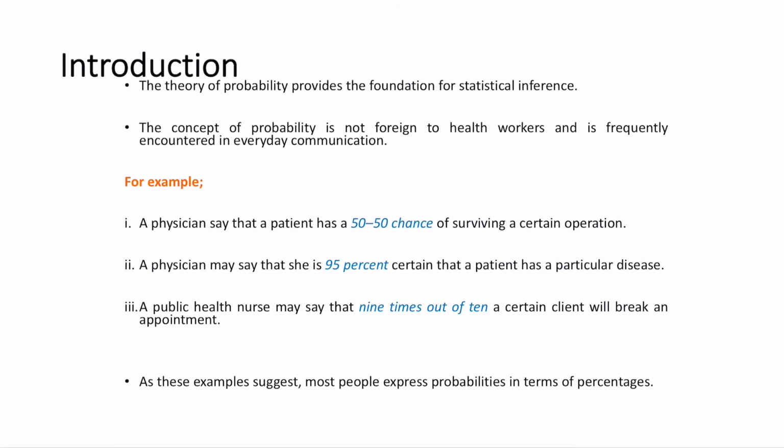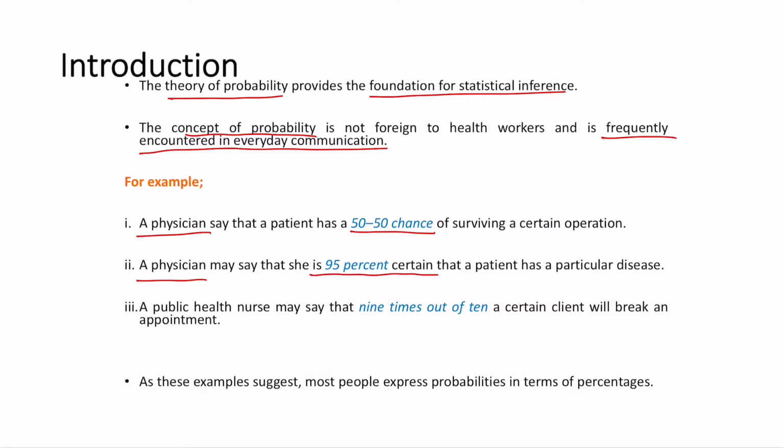Now, let's start with the introduction. The theory of probability is the foundation for statistical inference. To understand how to infer decisions from a particular data, probability is really important. The concept of probability is not foreign to health workers, because we generally use it in everyday communication as well. For example, when a physician says that a patient has a 50-50 chance of surviving a certain operation, he means that the probability of dying is 50% and the probability of living is 50%.